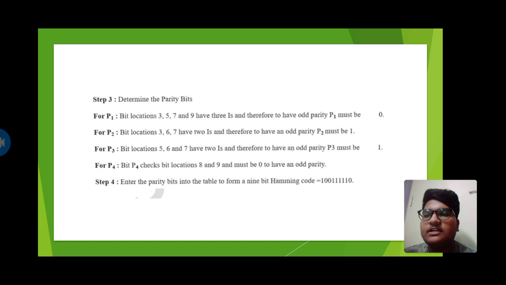So the corresponding parity bits entered from the table, the 9-bit Hamming code is 1 0 0 1 1 1 1 1 0, which is the corresponding Hamming code obtained.